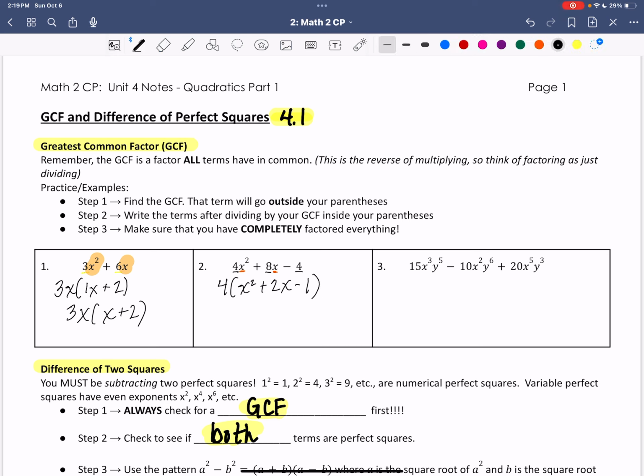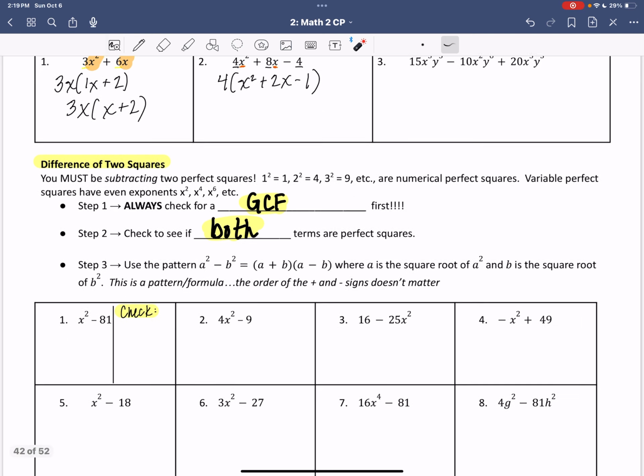All right, this one is a challenge. You're going to do this one, but I'm going to give you a hint. You are going to have a 5, you're going to have a number, you will have an x, and you will have a y. So go ahead, I want you to complete this one.